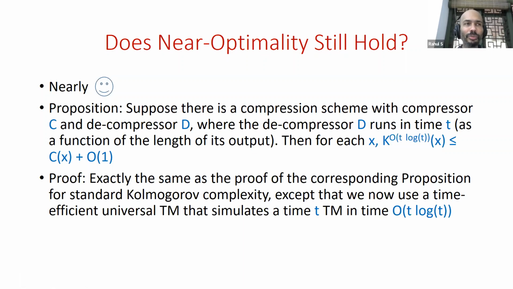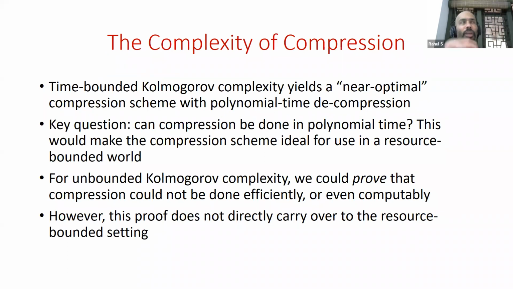So yeah, we don't quite have the same optimality properties as before, where it was optimal within that same class of compression schemes with computable decompressor, but we do get an almost optimality, which is still fairly satisfactory. But how about the complexity of compression?